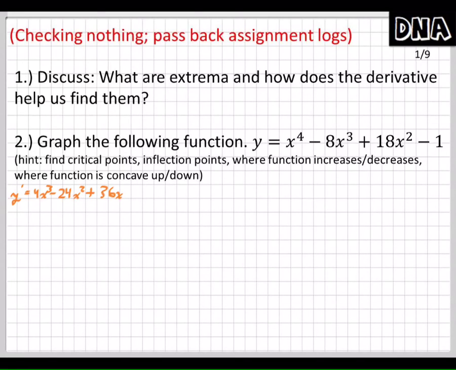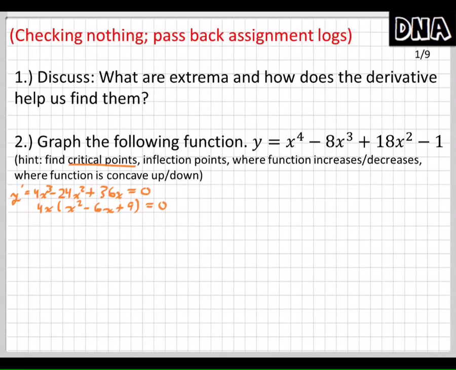Derivative, and then to do the first derivative test, to find your critical points, we're going to set this equal to 0 and solve. Now they all have an x and they can all be divided by 4, so I'm going to take a 4x out and I'm left with x squared minus 6x plus 9.